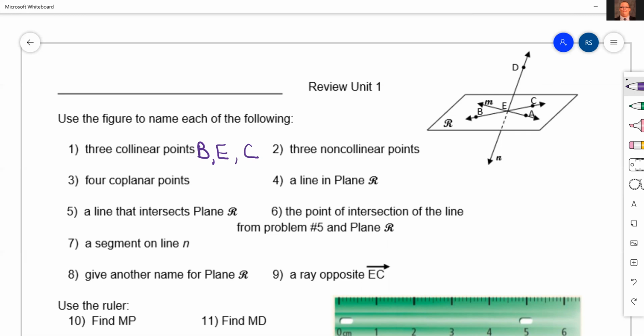Two, ask us for 3 non-collinear points. So 3 points that are not on the same line. Well, there's different options here. The one I'm going to do, they're definitely not going to be on the same line. I'm going to pick B, A, and D. Like they're on 3 totally different lines. So I know I got that right. Remember, non-collinear is not on the same line.